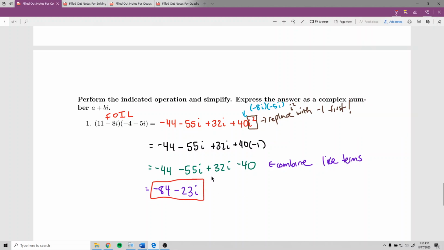This is a plus bi form. a happens to be negative 84. b happens to be negative 23.